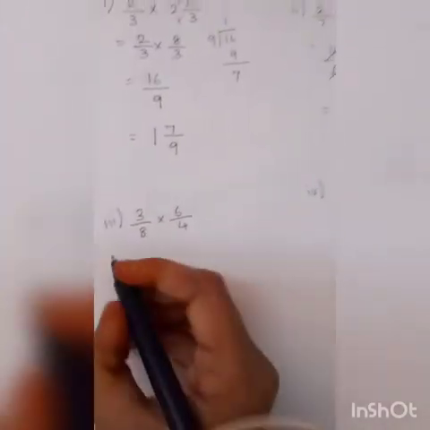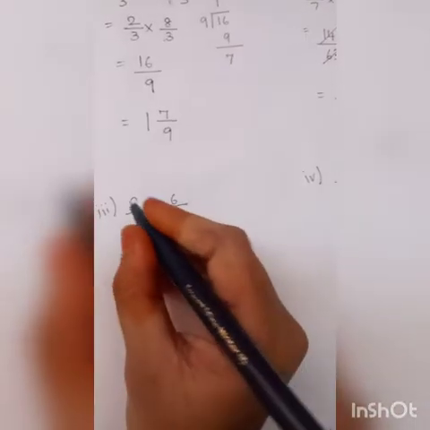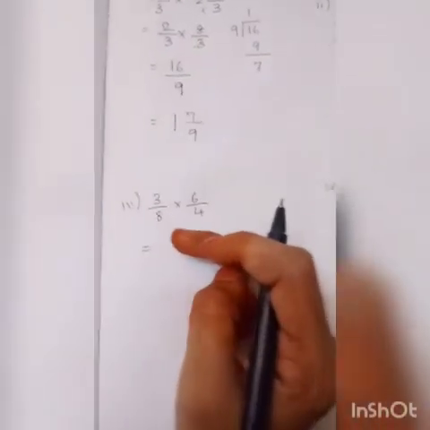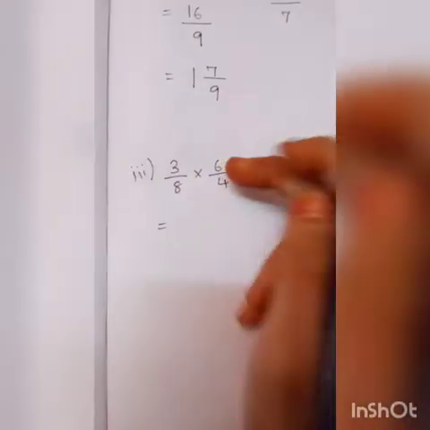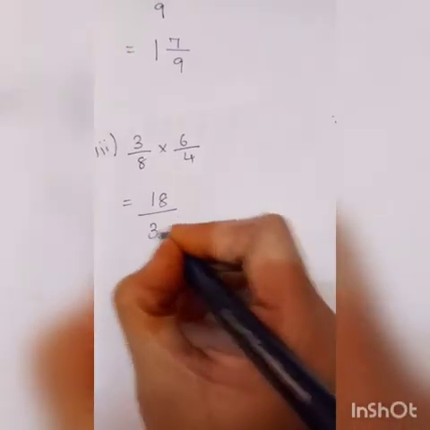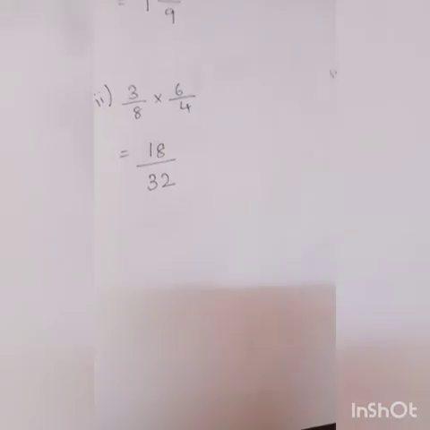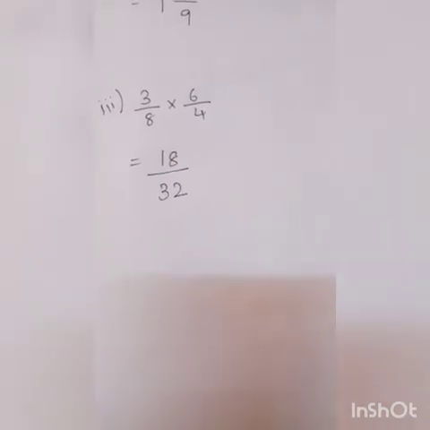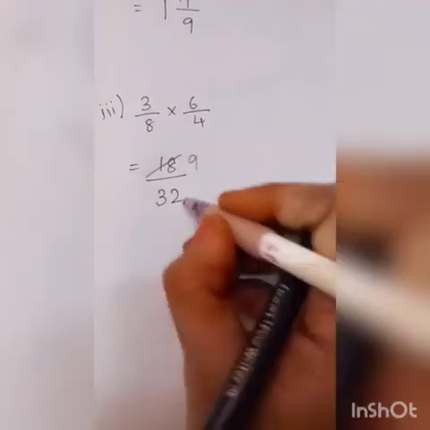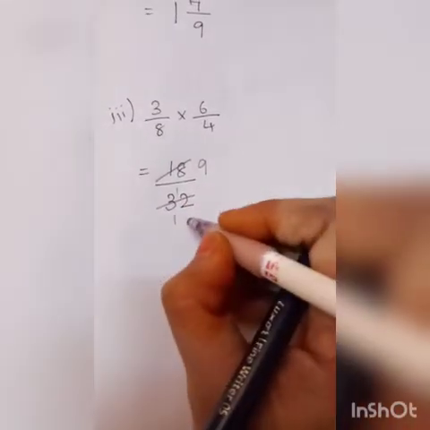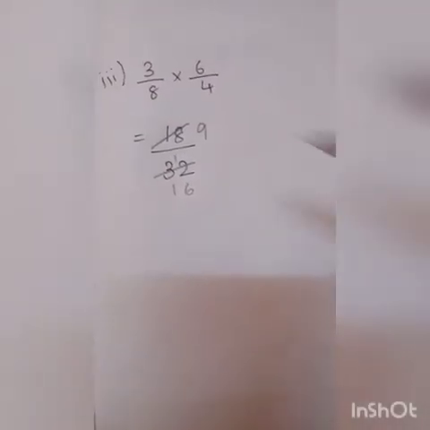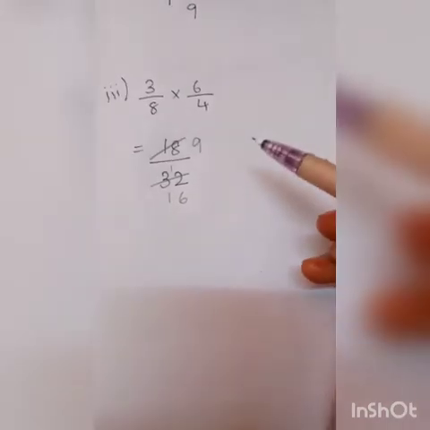Now, 6 3s are, because both are fractions. Now shall I multiply it directly? Yes. 6 3s are 18. 8 4s are 32. Is it? Yes. Shall we cancel this? Yes, because both come in the 2 table. 9 2s are 18. In the 2 table, 1 3 16. So 16 2s are 32. Now shall we cancel these two? No.